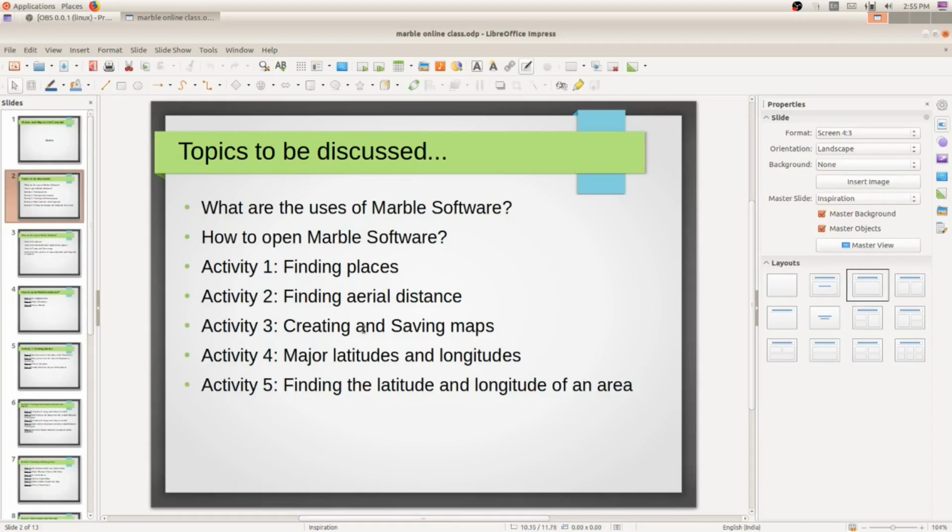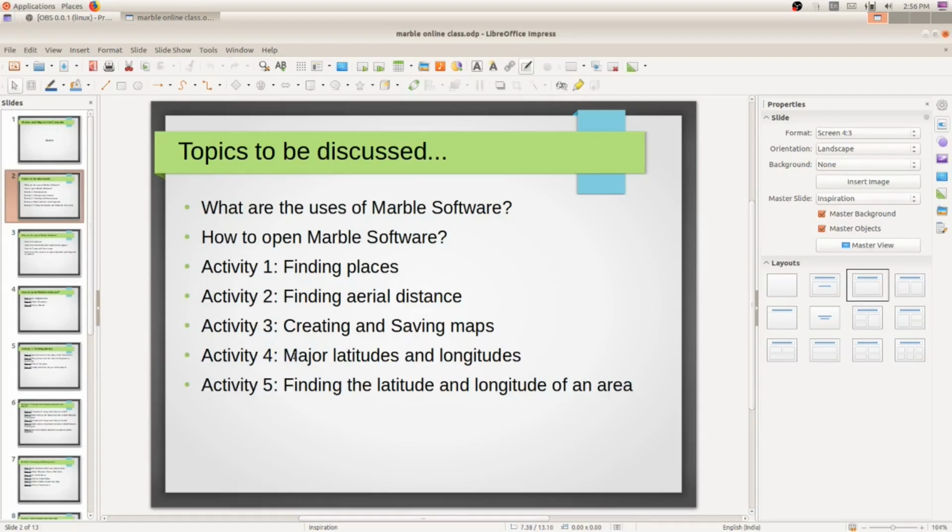And third activity, we created a map through flat view. We converted from globe view to flat view, and we saved the map. We exported the map as a picture. So up to activity 3 I showed you in the last class. In today's class I am going to show you 2 more activities, activity 4 and activity 5.